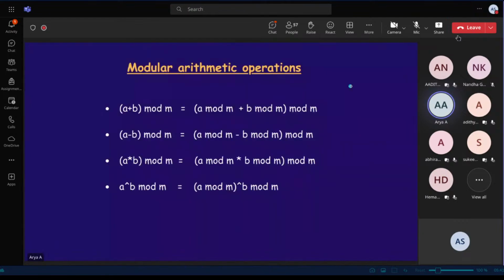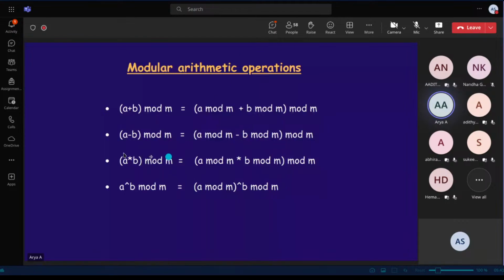Modular arithmetic operations. These are again the basic operations of addition, subtraction, multiplication, but with modulo m this time. So these are the identities. (a plus b) mod m is basically ((a mod m) plus (b mod m)) whole mod m. It just says that you can individually take the modulo and then take the whole modulo. So these two are the same. We'll try to prove it also. The same goes for subtraction and the same for multiplication. You can distribute the modulo like this.